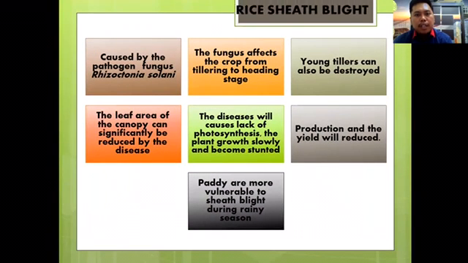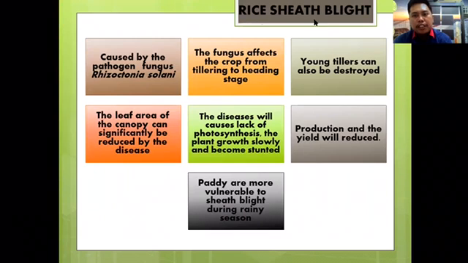Now, I want to present about rice sheath blight. Rice sheath blight is caused by the pathogen fungus Rhizoctonia solani. The fungus affects the crop from tillering to heading stage. Young tillers can also be destroyed. The leaf area of the canopy can be significantly reduced by the disease, and the disease will cause a lack of photosynthesis, so the plant grows slowly and becomes stunted. Besides that, production and yield will be reduced because of the disease. And the last, paddy is more vulnerable to sheath blight during the rainy season.